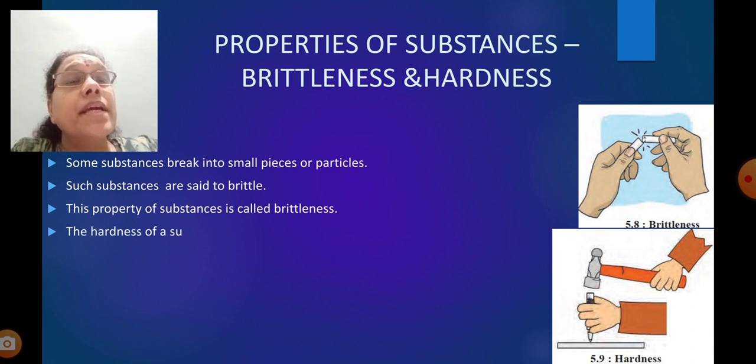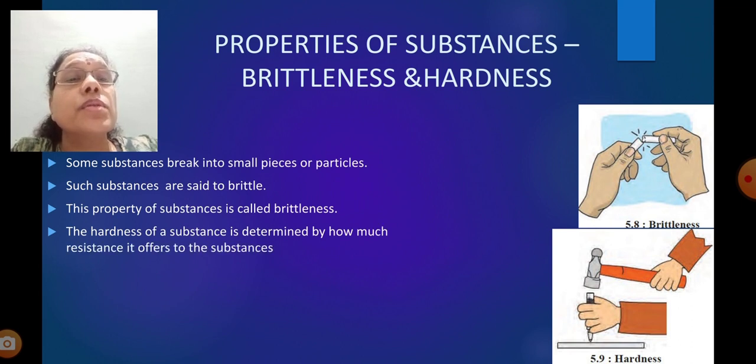Then metals are very hard also. The hardness of a substance is determined by how much resistance it offers to being pushed through. That is another property, hardness.